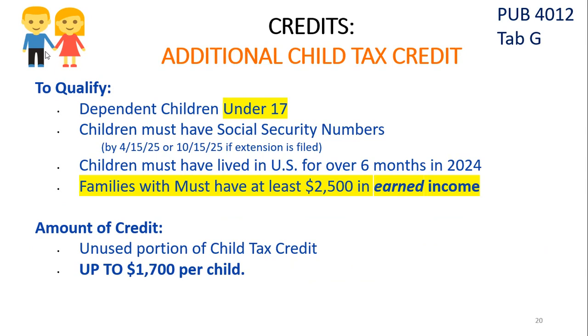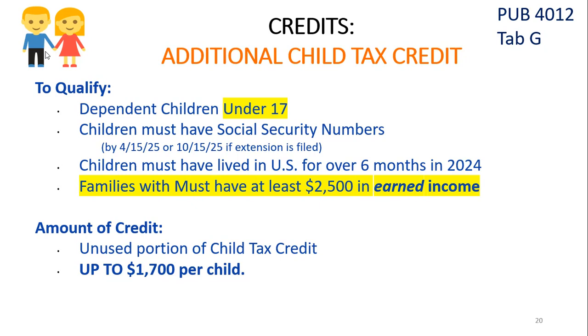If there's over $2,500 in earned income, they could get all or a portion of the credit that was not used of that $2,000. It is based off of a percentage of income to a certain amount, but the most they can get is $1,700 per child. So whatever the unused portion is, up to $1,700, as long as their income is at least $2,500, and if it's really low, they'll only get a little bit. It's all based off of a calculation.